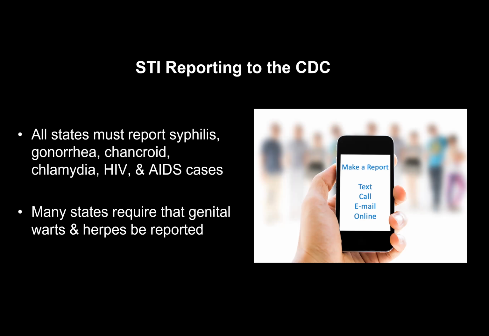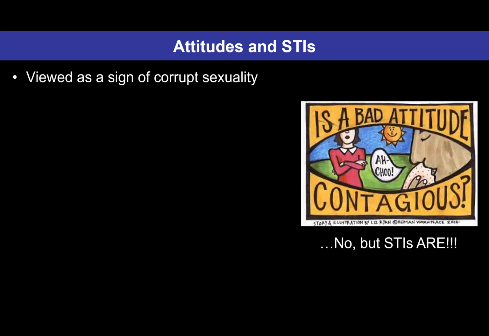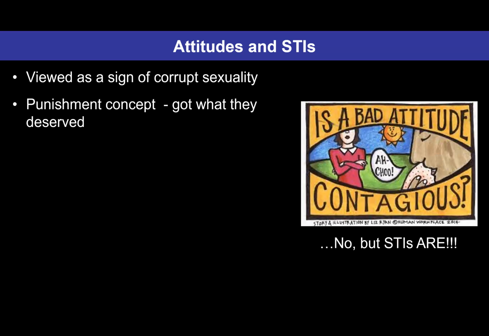So the social stigma highly affects how we handle STIs in the US. This is what I was saying. STIs are viewed as a sign of corrupt sexuality, right? So there's this punishment concept that if you get an STI, it's like, oh, you got what you deserve, right? Don't go out and have sex, because then you'll get an STI and that's your punishment for having sex. Again, super taboo.